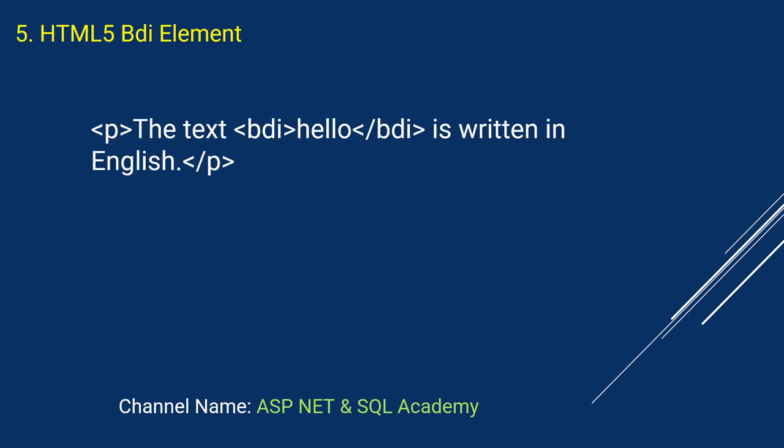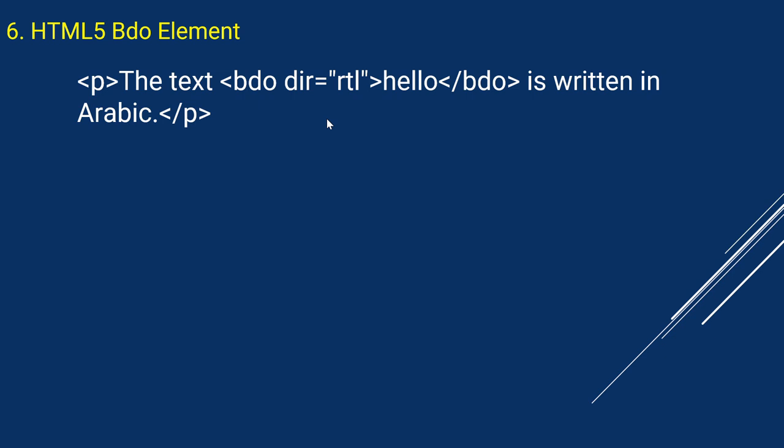The BDI element is used to define bidirectional isolation. It is often used to isolate text that has a different direction than the surrounding text. The BDO element is used to define bidirectional override. The dir attribute is used to specify the direction of the text.